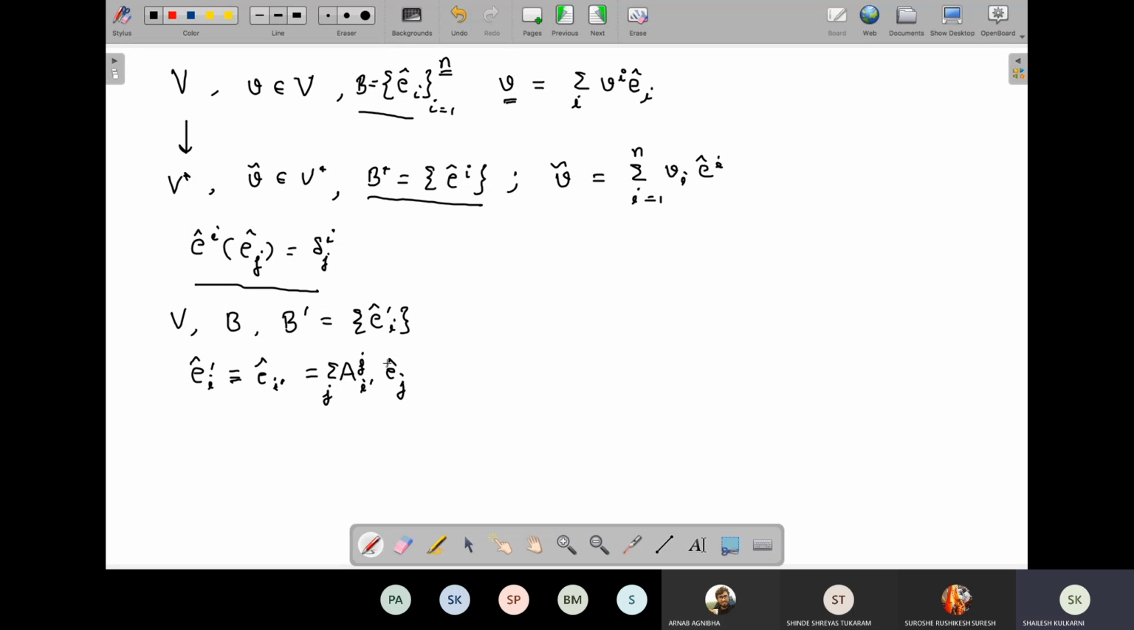Fine. Now given this, how will the components of vector v in this frame look? So now I will write vector v as summation over i v_i e_i. I will not write the caps now. It's understood that these are bases. This is equal to, I am looking at the same vector but in a different basis, summation over i v_i prime e_i prime.